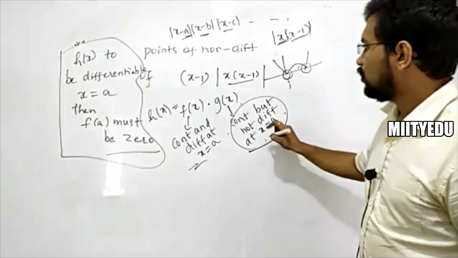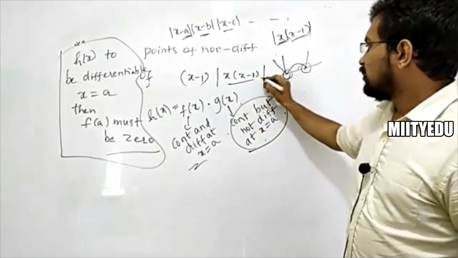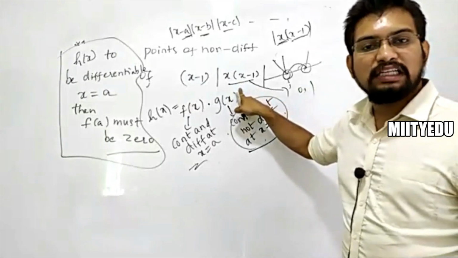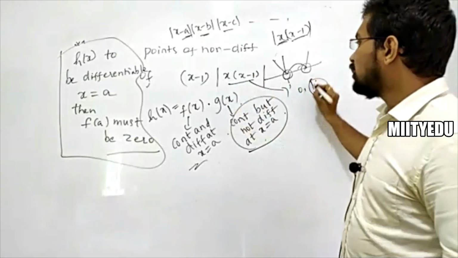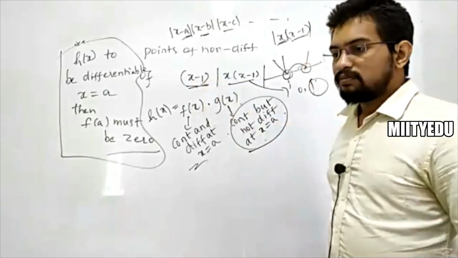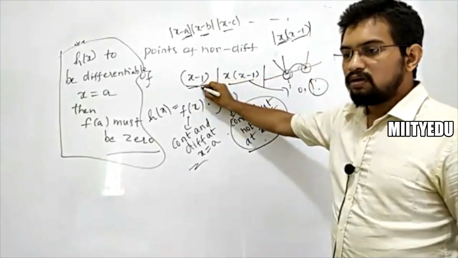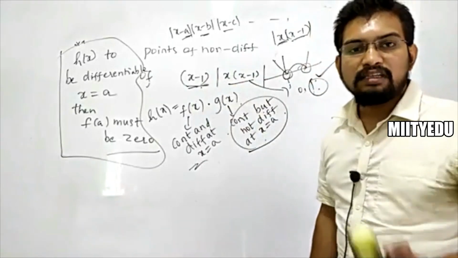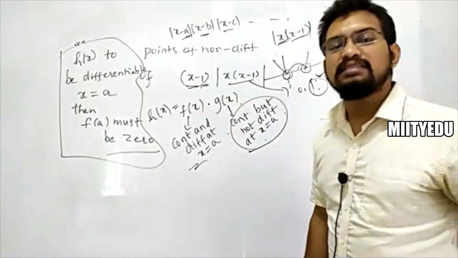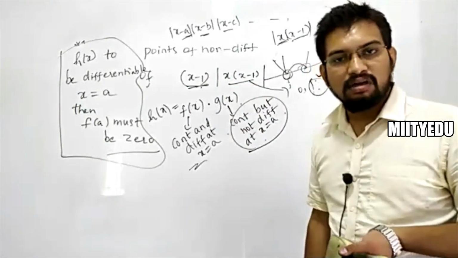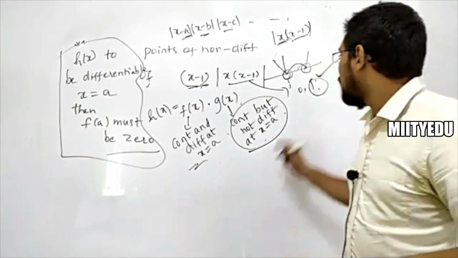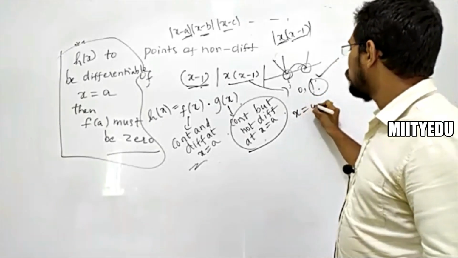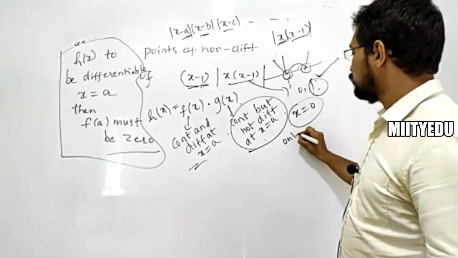Now you see, this part is non-differentiable at 0 comma 1, but at 1 this other part is 0. Like f of 1 is 0, you are getting it as f of 1 is 0. As f of 1 is 0, this has to be a point of differentiability. And what is the only point of non-differentiability? X is equal to 0 is the only point of non-differentiability.